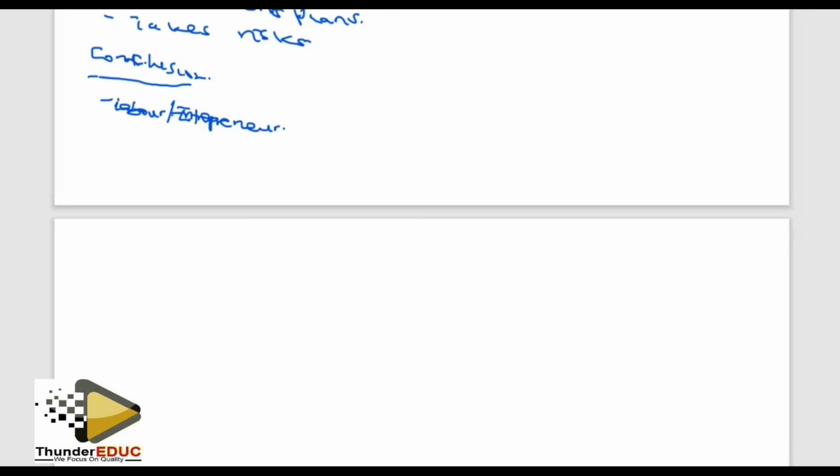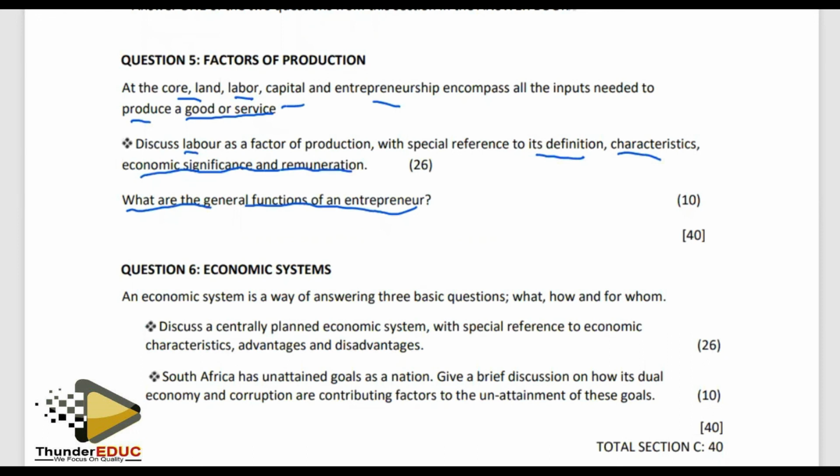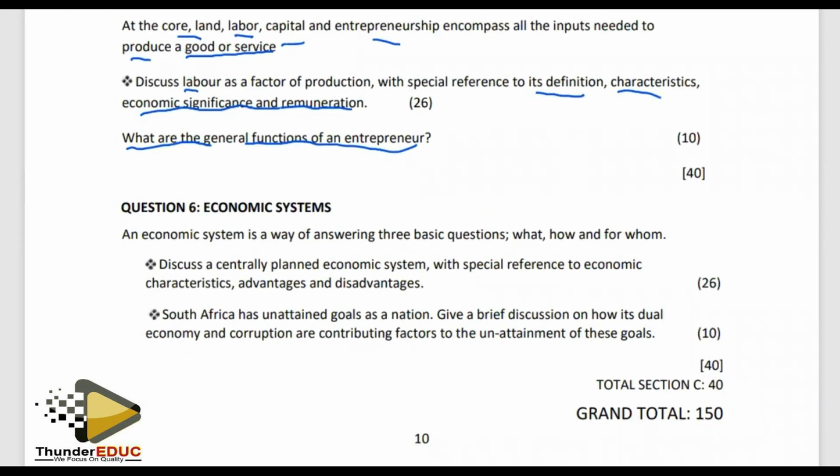Okay. That is it. Let's look at the last part of the question, which is question 6. Question 6 says: an economic system is the way of answering the 3 basic economic questions of what, how, and for whom to produce. They are supposed to discuss a central planned economic system with reference to the characteristics of a central planned economy, the advantages of a central planned economy, and the disadvantages.